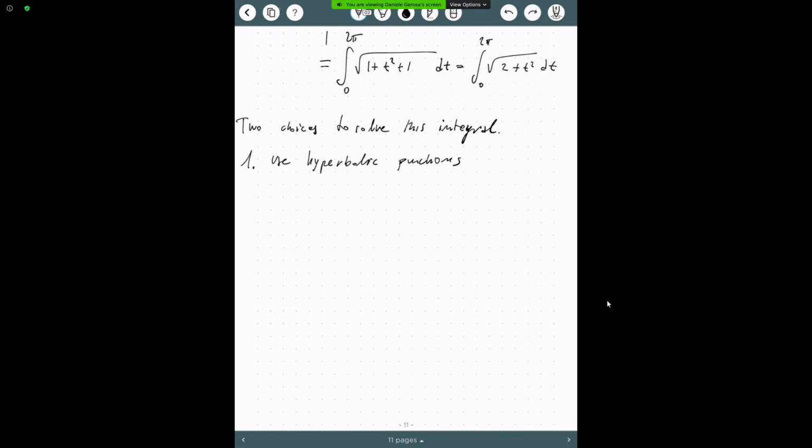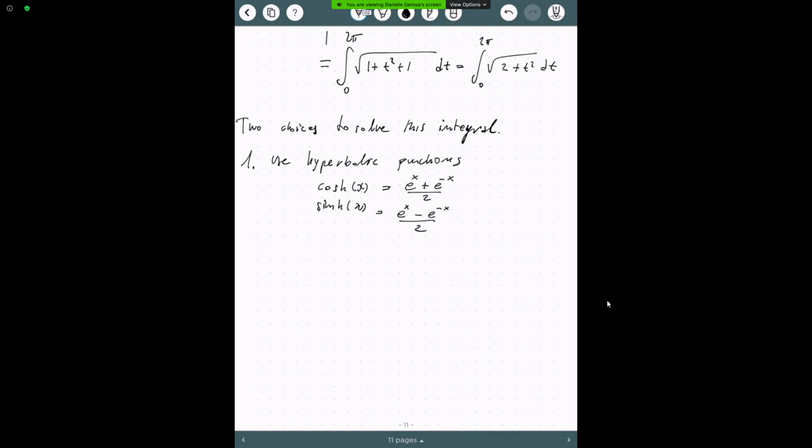What are hyperbolic functions? The hyperbolic cosine of x and the hyperbolic sine of x are defined as e to the power of x plus e to the power of minus x, divided by 2, and e to the power of x minus e to the power of minus x, divided by 2. So these are the hyperbolic functions.